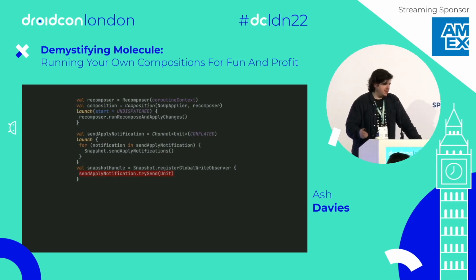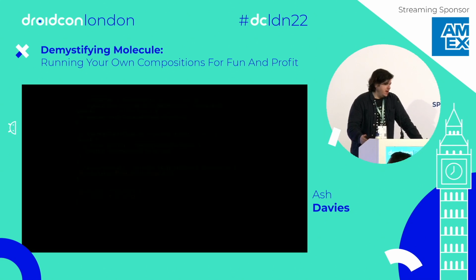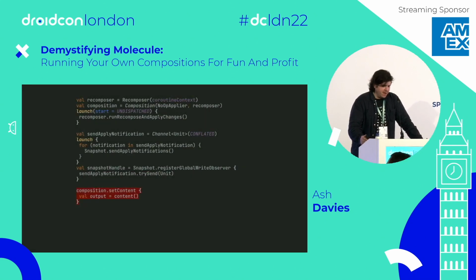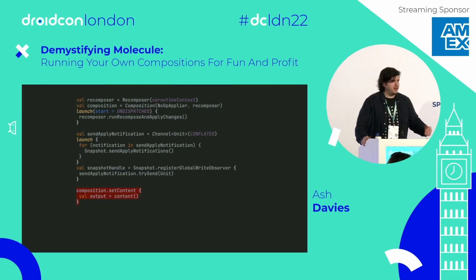Next, we'll actually send the apply notification. As mentioned, this is going to be rate limited now. And finally, we're setting up the content. So this is from the block that you'll actually set the content in.